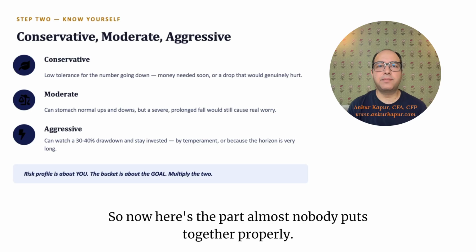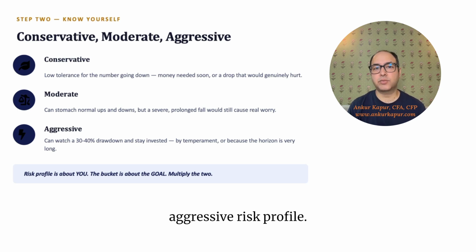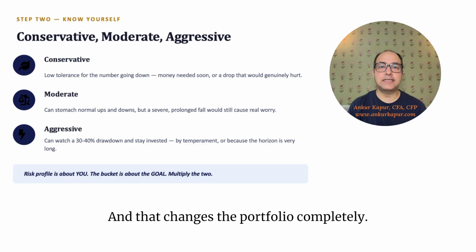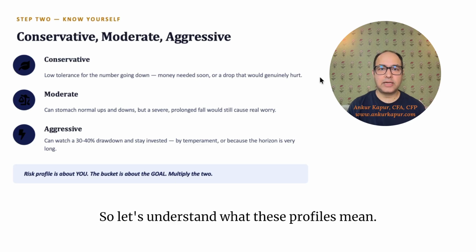So now here's the part almost nobody puts together properly. Every one of these three buckets can still be approached with a conservative, moderate, or aggressive risk profile. And that changes the portfolio completely. That is what I call a 3x3 grid. So let's understand what these profiles mean.